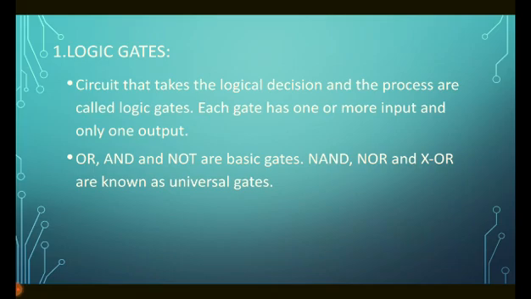Circuits that take logical decisions and process them are called logic gates. Each gate has one or more inputs and only one output. OR, AND and NOT are the basic gates. NAND, NOR and XOR are known as universal gates.